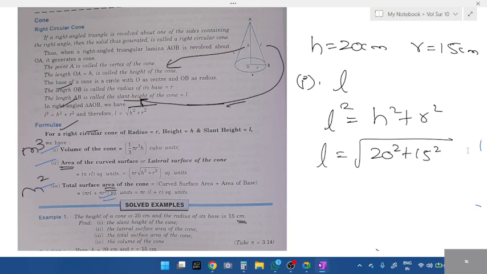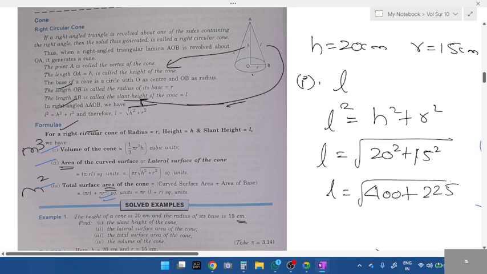Completed, all of you done? Okay, what's the answer, students? 400 plus? Not 5 square, 15 square. 225. Okay, I heard it as 25. The answer is square root of 625, which is 25. L is equals to 25.